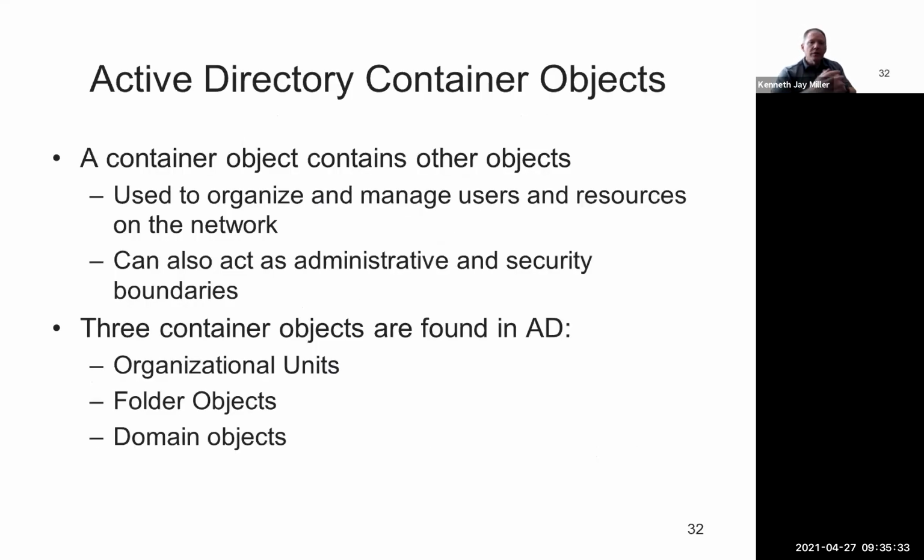All right. Now, the container is the object that contains other objects. So it's like a box that contains other boxes, or a folder that contains other folders, right? The nested folder helps us organize and manage our resources. And it can also give us the boundaries for where we want certain policies and security settings to take effect. Now, the three main container objects in Active Directory are the organizational units, which is the main one, the folder objects, and then the domain objects.